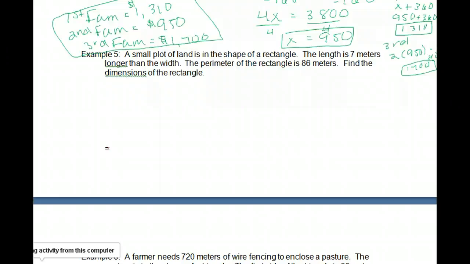Example 5 has us working with a small plot of land that's in the shape of a rectangle. So we're dealing with length and width and perimeter. Please go ahead, take a minute to work on this problem. Pause the recording. When you're ready, hit play and we'll go ahead and solve it together.